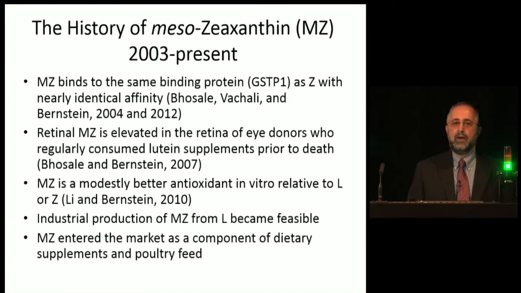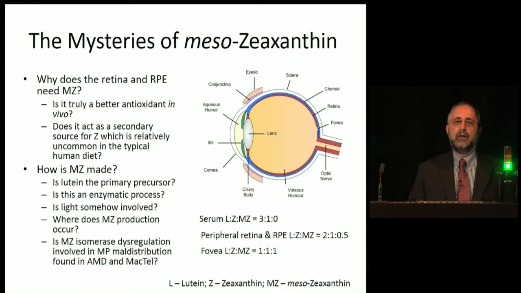So that's the history. But we still have a lot of mysteries about meso-zeaxanthin, and George alluded to this before. Some of the questions include: why does the retina and the retinal pigment epithelium need meso-zeaxanthin? Is it because it's truly a better antioxidant than zeaxanthin or lutein? Or does it act as a secondary source for zeaxanthin, which is relatively uncommon in the typical diet, and it can be made from lutein? George gave a good description of why that may be happening.